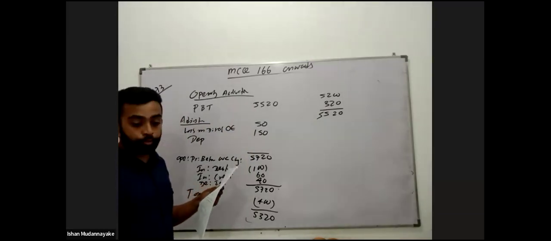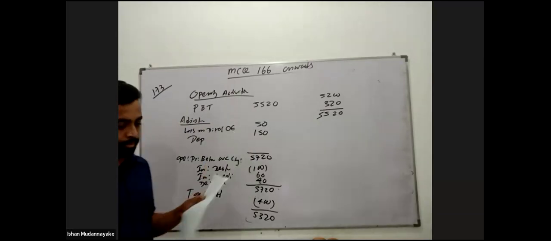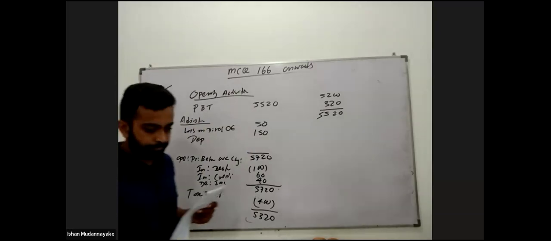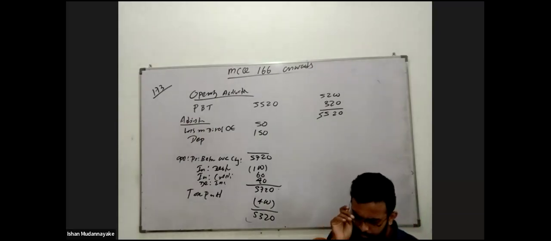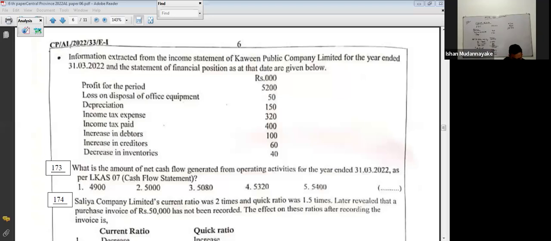If you don't know how to prepare a cash flow statement, you can't get the answer for this question. I have discussed the cash flow statement in my classes in detail. Question 173 answer is what? The fourth one is the answer. I have given a logical understanding, a logical idea of preparing the cash flow statement. 5,320 is the answer.